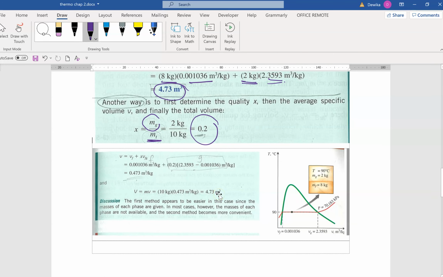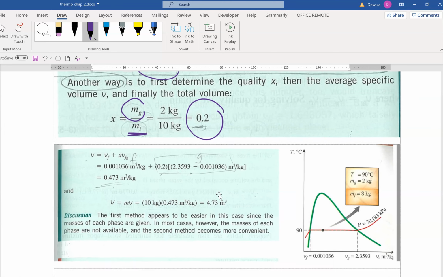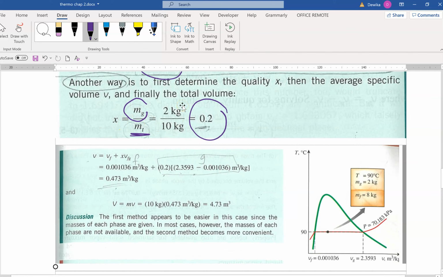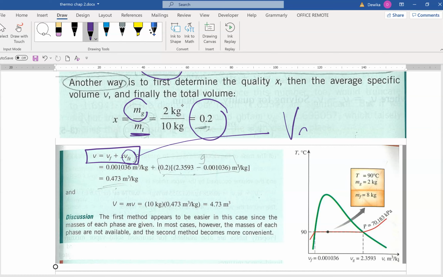Another alternative method, if you know the X value: just now you multiplied 8 and added 2 multiplied. The alternative is to use the standard formula given by the textbook itself, where you take VF plus X multiplied by VFG. What is VFG? VFG is your VG minus VF. X is 0.2, and then you plug in the values and get 0.473 meter cube per kilogram. Then you multiply by 10, of course, to convert it back to 4.73.